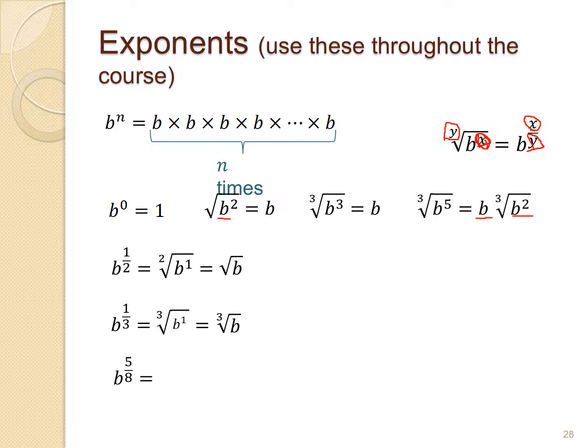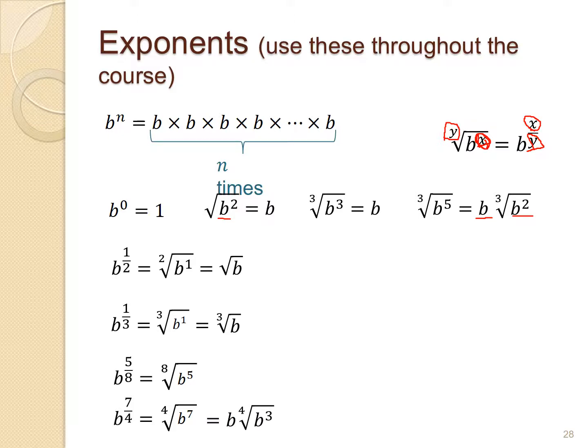If you have b to the 5/8, well, again, the numerator stays with the b, b to the 5th power, and then the 8, the denominator, goes with the root. So it's the 8th root of b to the 5th. If you have b to the 7/4, it's going to be b to the 7th, and then the root is the 4th root. Hopefully this is making sense.